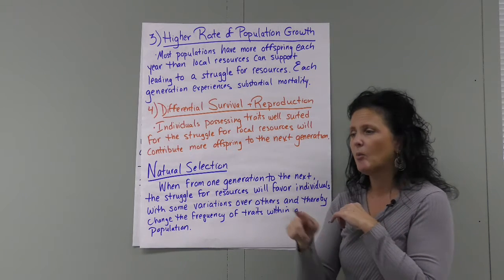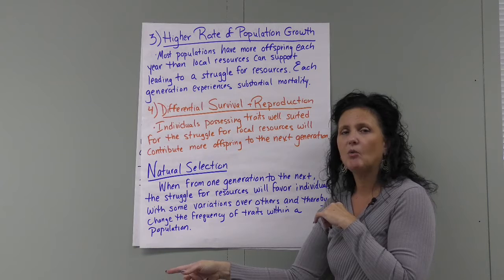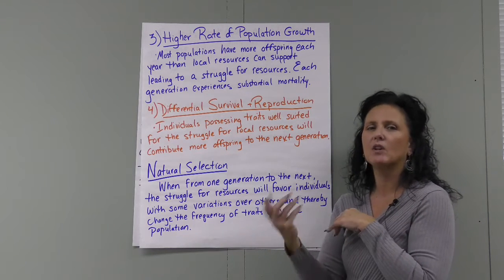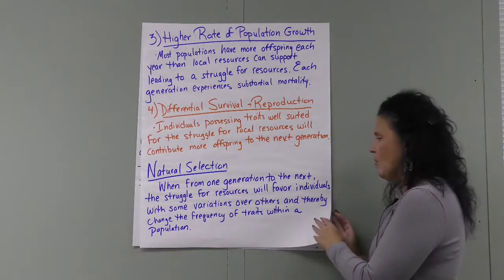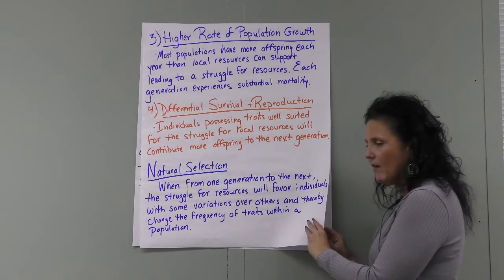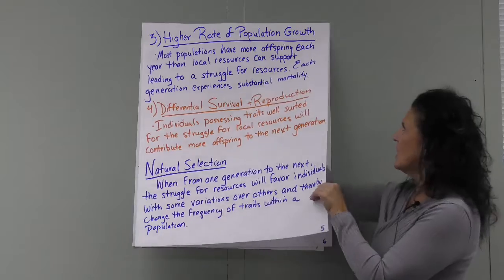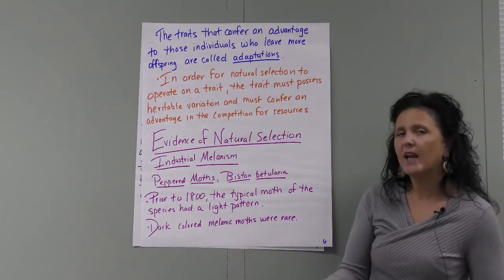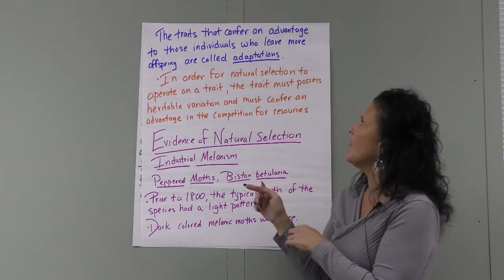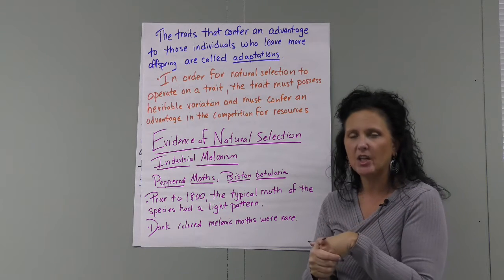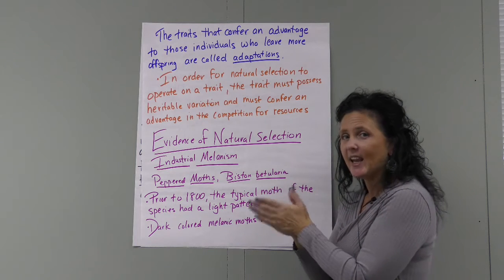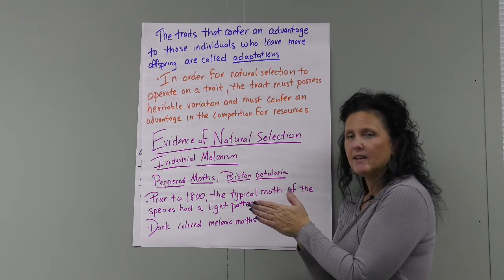If you have traits that are more beneficial, those are going to continue on, and they're going to occur more often because they're beneficial for the environmental conditions in which you live. That's what drives it. The environment drives natural selection, and we'll look at that in the other video as well. They confer an advantage to those individuals who leave more offspring. That's called an adaptation. If you have a trait that is advantageous, then you adapt that to your environment.